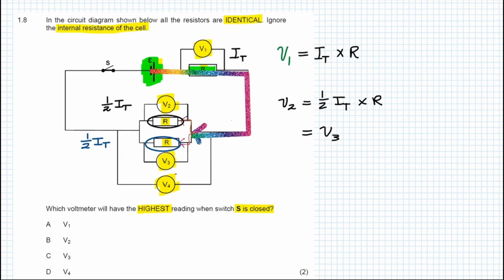V4 is the connection across this parallel connection. Therefore, V4 is also going to be half of the total current multiplied by R. So we're going to say this is equal to V4. When we look at what we've written down, we see that the largest reading is going to be measured by V1. And therefore, the correct answer to this question is A.